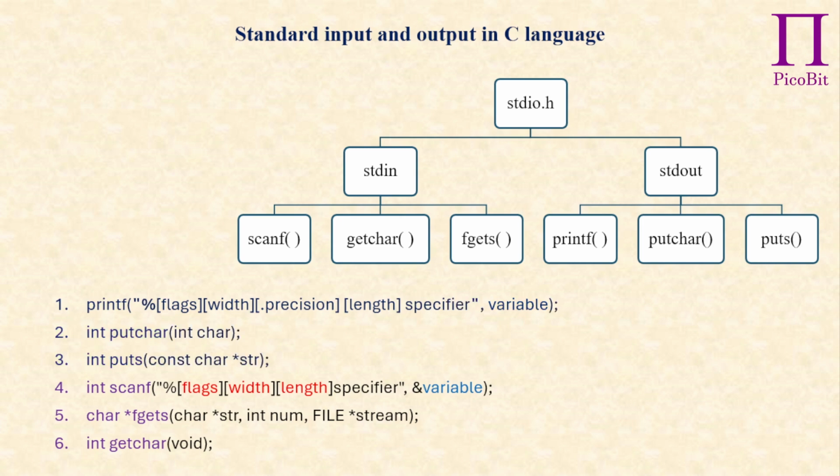Number 2, standard output stdout. The standard output stream is used for displaying results to the user, typically on the console. Common functions for standard output include printf, used to display formatted output to the console. The percent sign marks the start of a format specifier, indicating the beginning of the format specifier.